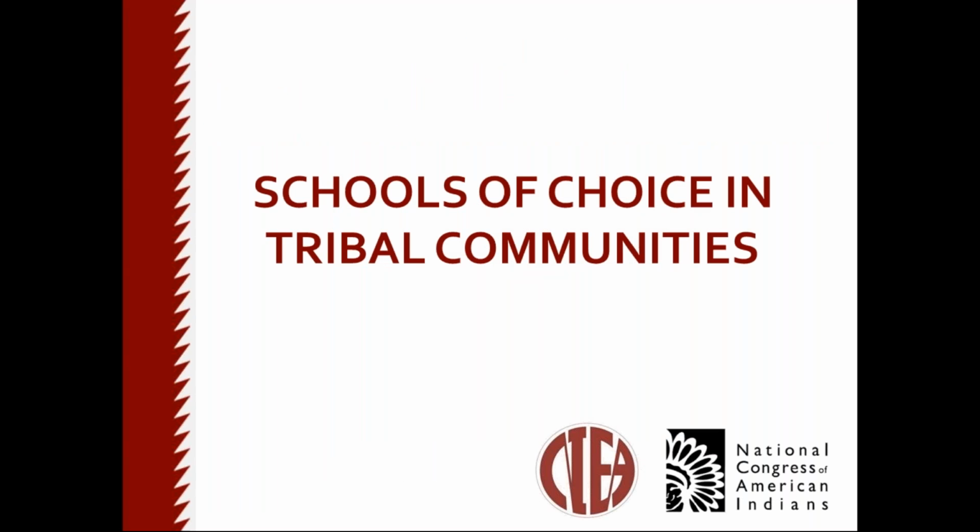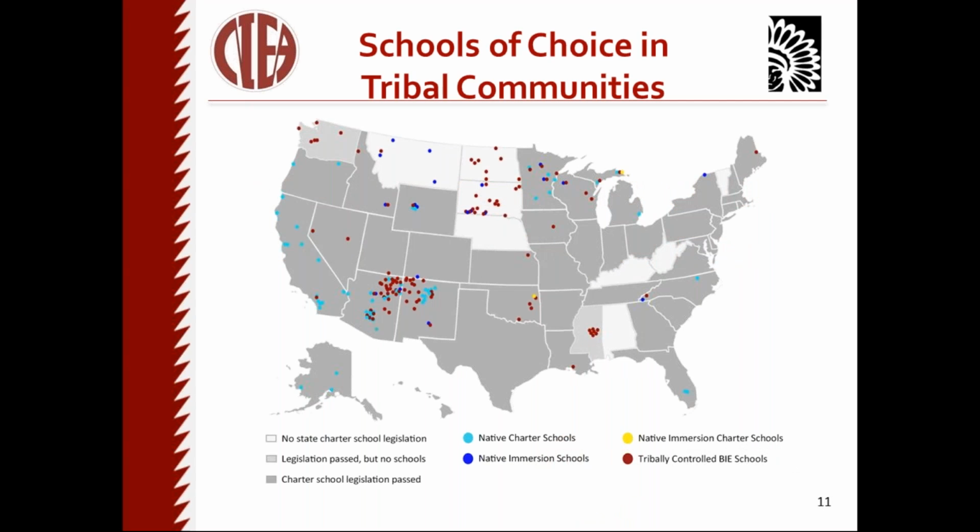Now we'll take these big picture terms and definitions and try to talk about schools of choice in tribal communities. Apply this to the students and the systems that we seek to improve so that Native students succeed and realize their dreams, and Native communities realize their dreams as well. So this map provides an overall sense of what I'll talk about a little bit more. There are different types of schools. There are Native charter schools, immersion schools, immersion charter schools, which is a slight hybrid, and then tribally controlled BIE schools, which many of you will know about.